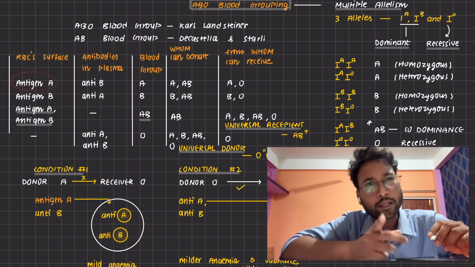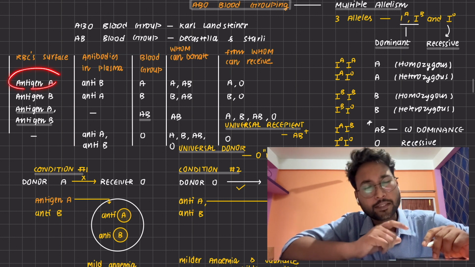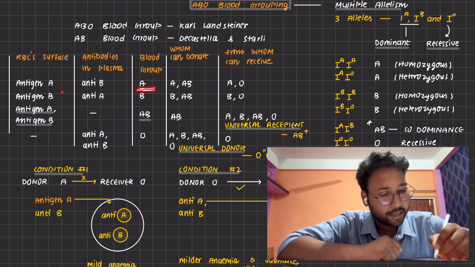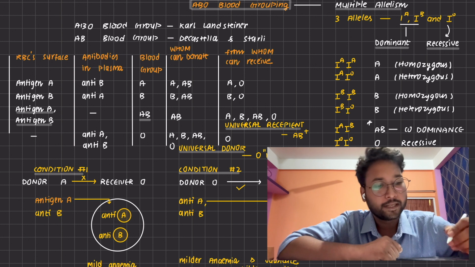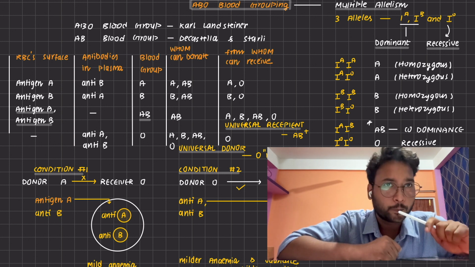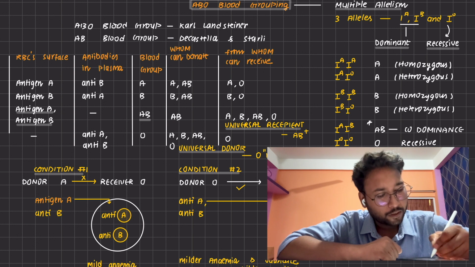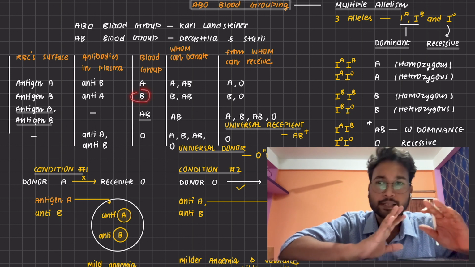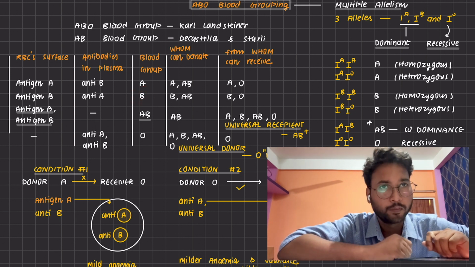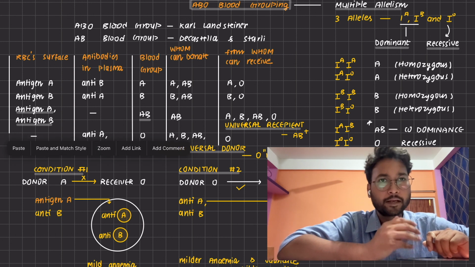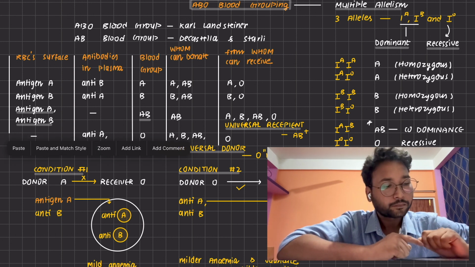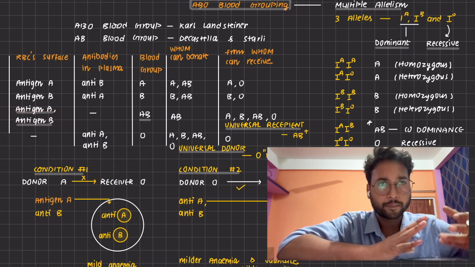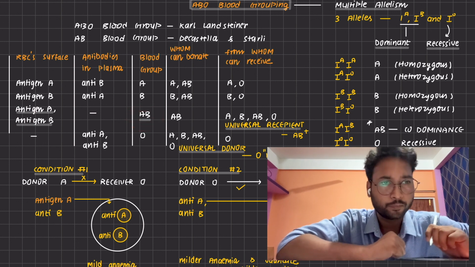If a person has both antigen A and antigen B on the surface of RBCs, then the person will have AB blood group. And if a person has no antigen on the RBC surface, the person will have O blood group. That's how he explained there are four types of blood group: A, B, AB and O. We'll come to the positive and negative side, Rh blood grouping, later. Let's first discuss ABO blood grouping.